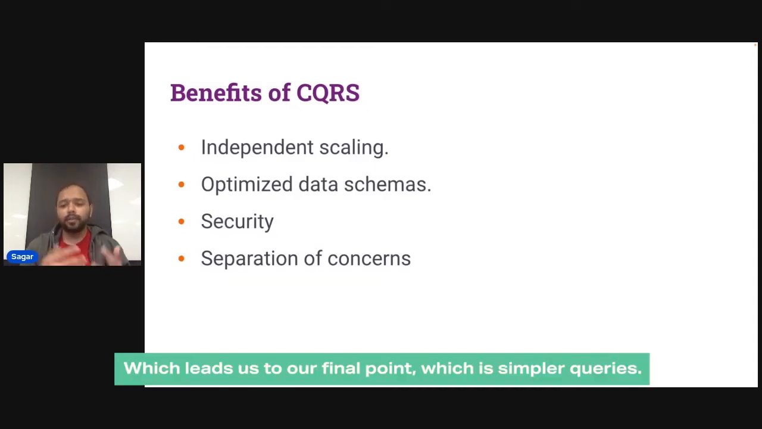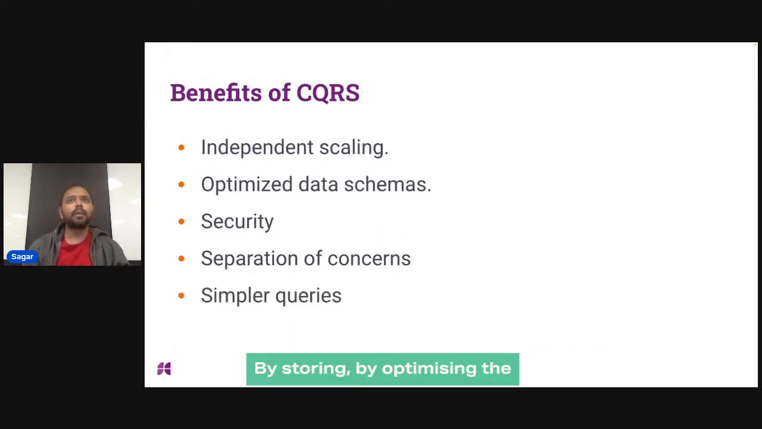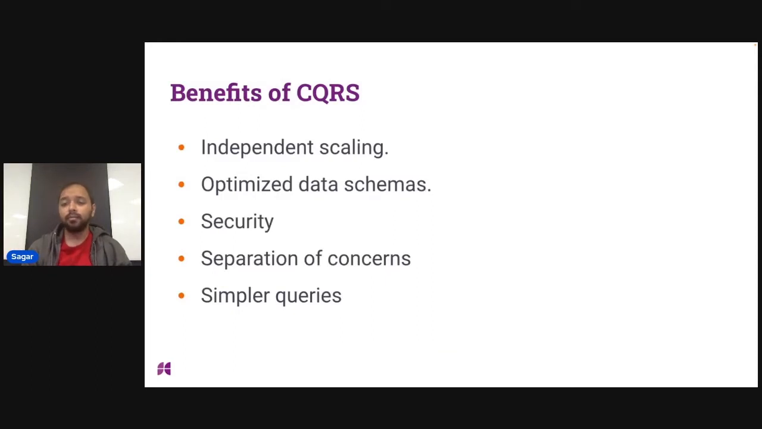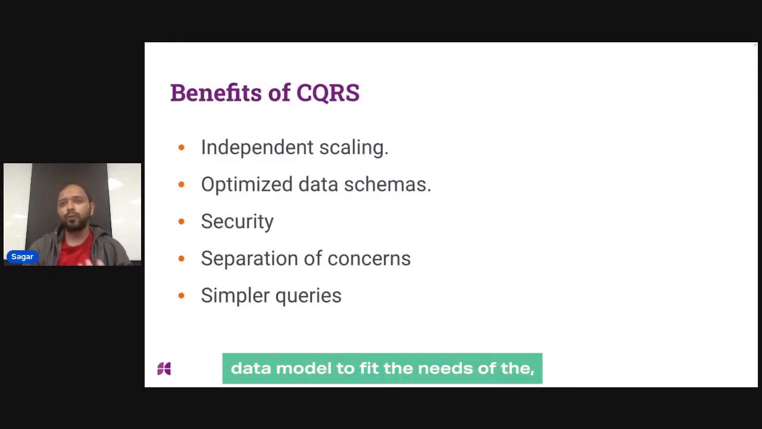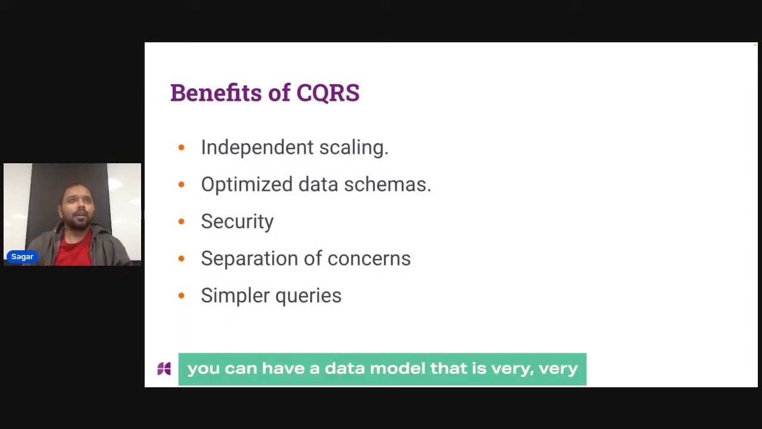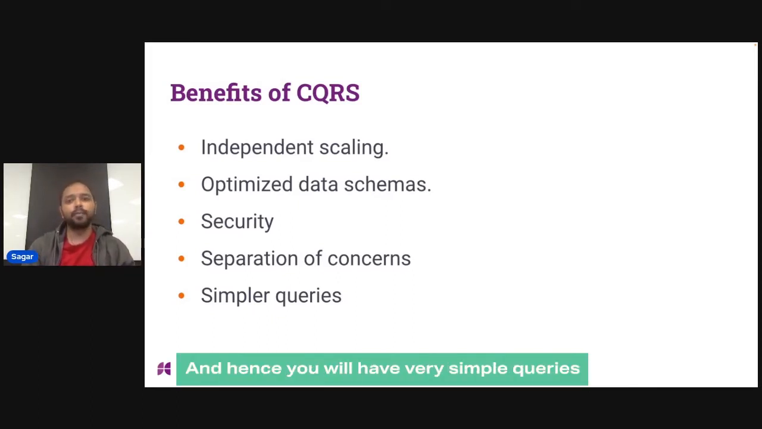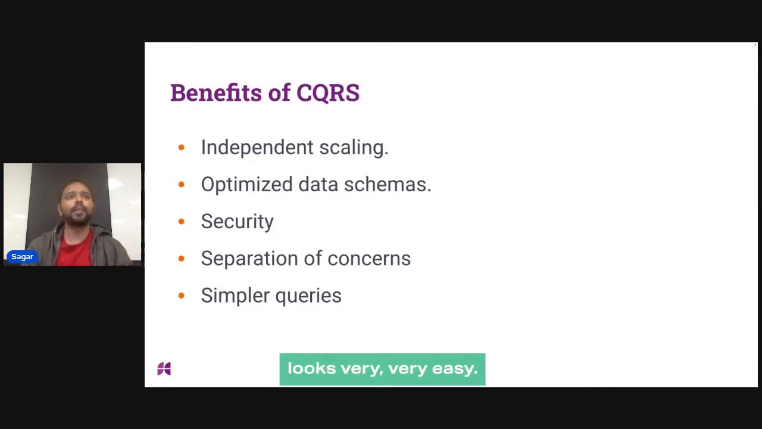which leads us to a final point, which is simple queries. By optimizing the read data model to fit the needs of the APIs or the queries, you can have a data model that is optimized for it, and hence you would have very simple queries on the backend, and your API access layer looks very easy.